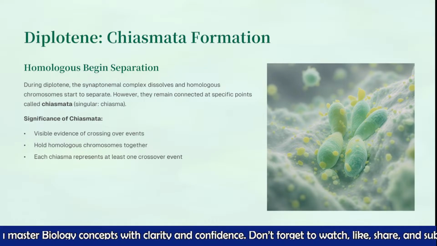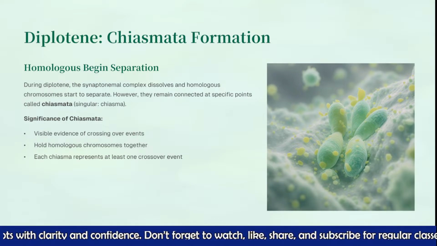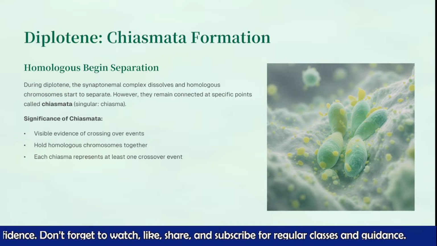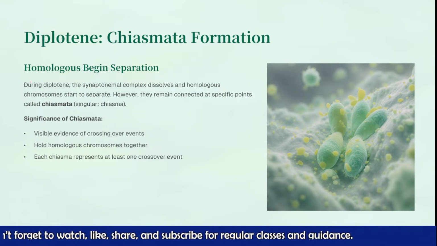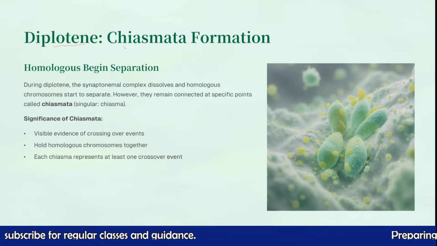Which was that stage? The previous stage was the pachytene stage. So how many stages have we finished till now? Prophase: leptotene, zygotene, pachytene. Next, the fourth stage is the diplotene stage. In the diplotene stage, one of the key events is chiasmata formation.